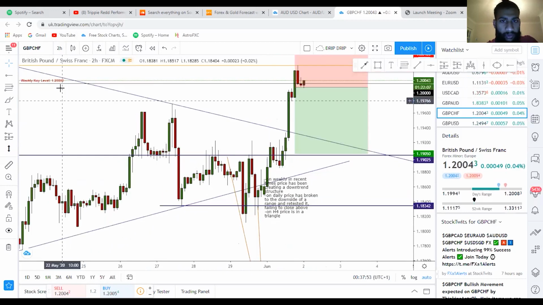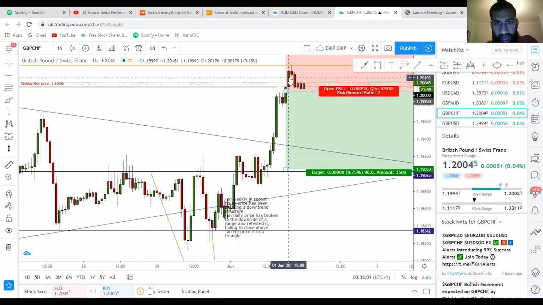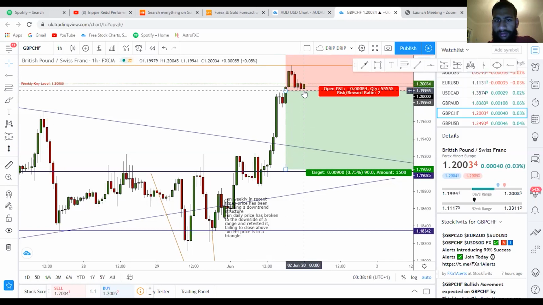And when we were to go further into the 1-hour, we can see it also made this evening star formation over here. So just below the evening star formation is where I've put my stop, where I've put my sell stop order, right? So if it moves further this direction, it will be activated. I don't think this is activated right now. Oh no, this is activated right now.